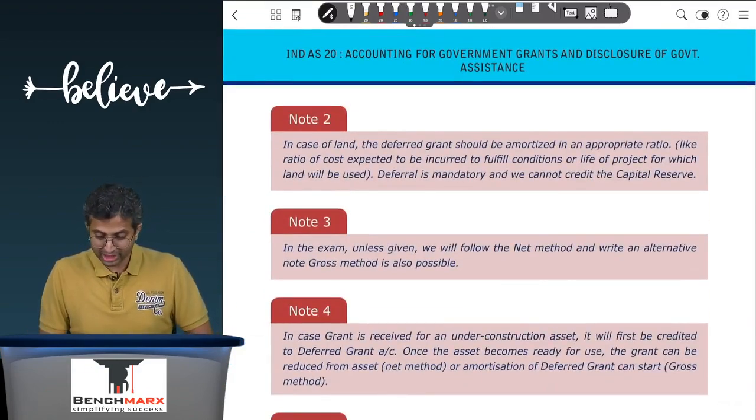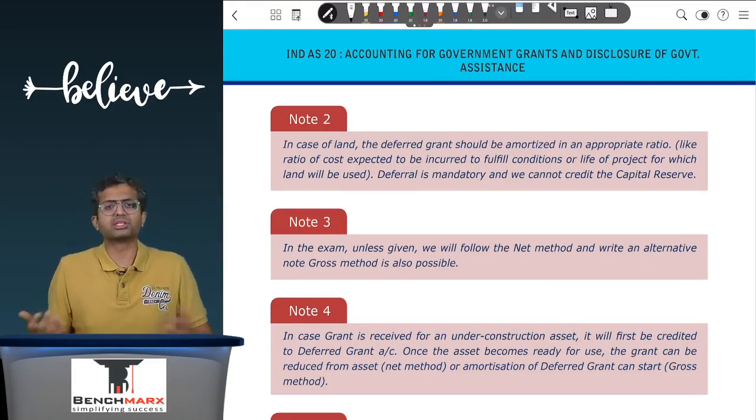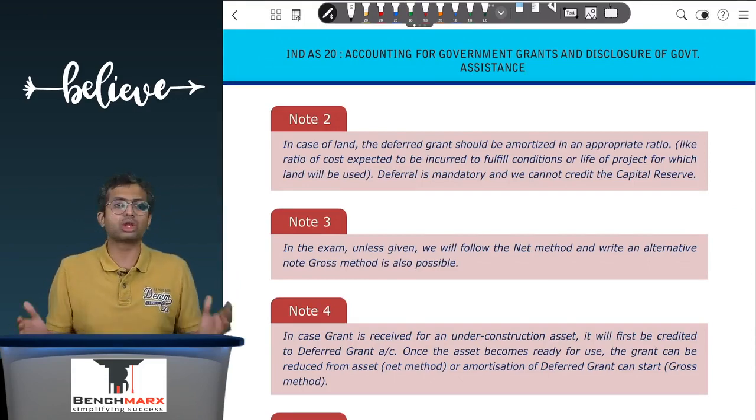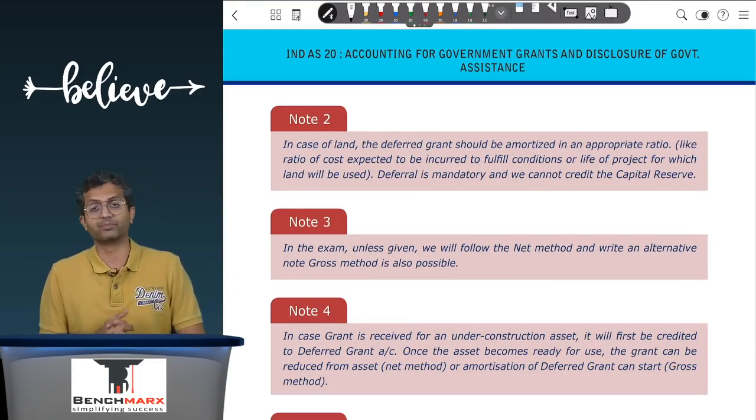So over here, we have given this first case where we are discussing assets received free of cost. A second case over here will be in case of items like land. Again, in the exam, if nothing's given, you can either show the asset net or you can show gross. Either of this, you write an assumption and you can solve.